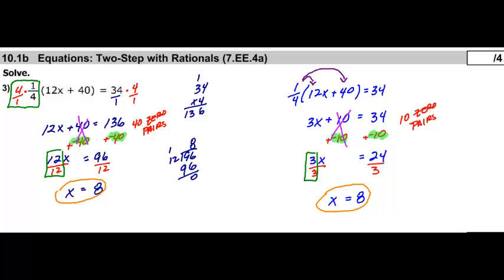Remember, it doesn't matter which way you do it. If you do it correctly, whether you're going to multiply by the reciprocal first, that's the first method I showed you, or you're going to distribute, you're still going to get the same answer. Okay, so check that against your work and bring any questions you have to class.